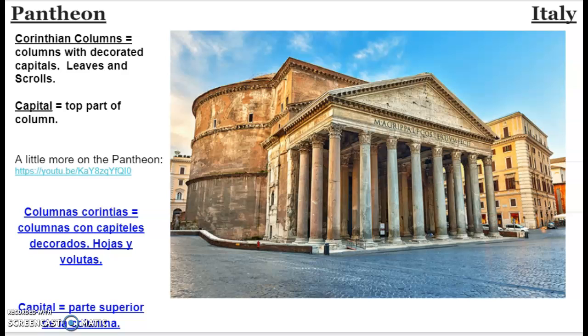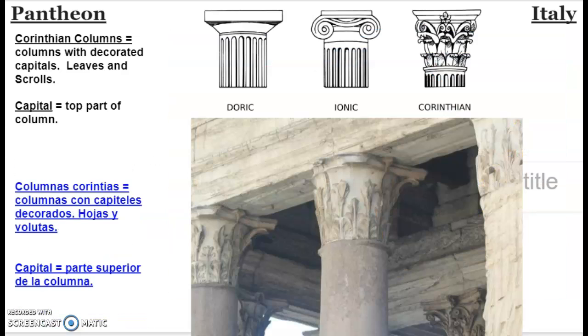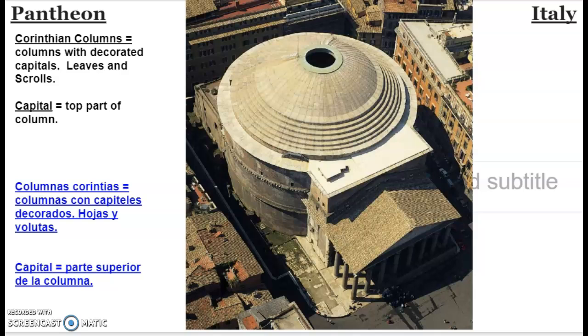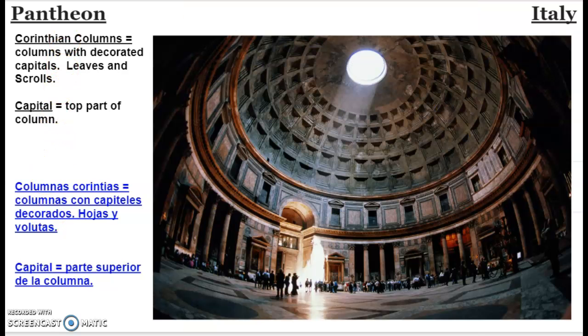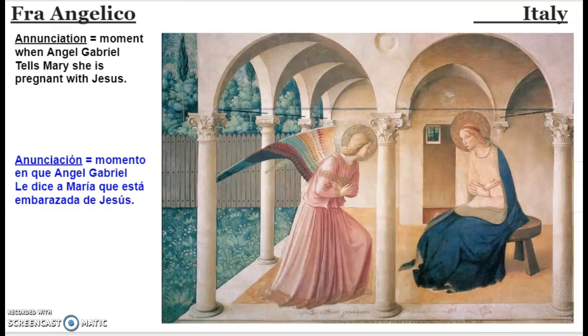A few things to look out for on the slideshow is that there is a link here to learn a little bit more about the Pantheon. Your Google form is going to have questions about the different types of columns on the Pantheon or different types of columns that were used in architecture in Italy. And as you go down, notice that there are areas where it's Spanish as well as English for you to understand a little bit more. And then we are going to go on to different artists.